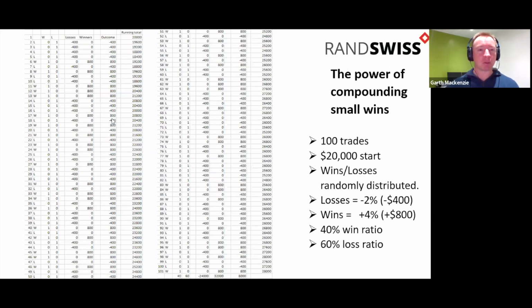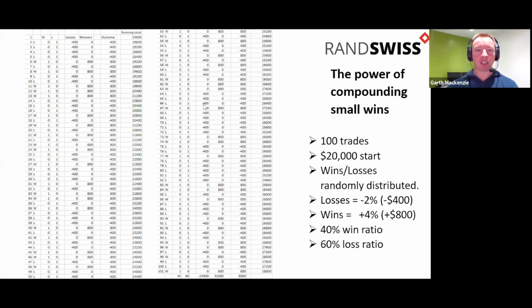Now, what I've done in the spreadsheet, if you've got good eyes and you can see these numbers, right? I've started with $20,000 and I've numbered all of the trades. We've done 100 trades, okay? The losses are set at minus $400, which is 2% of your capital, and the winners are set at $800, which is plus 4% of your capital. As I said, the wins and losses are randomly distributed. So there are examples where we've got clusters of losses and clusters of winners.